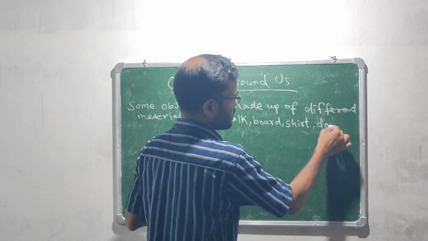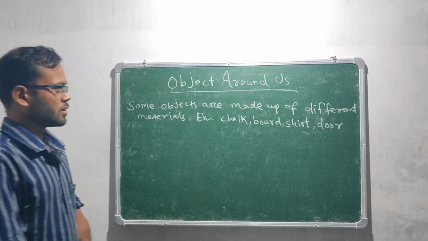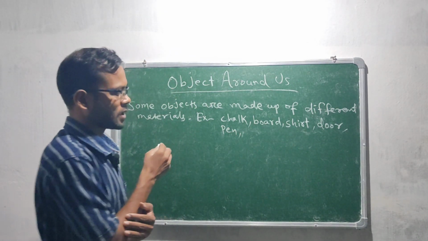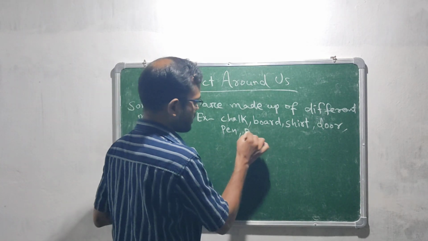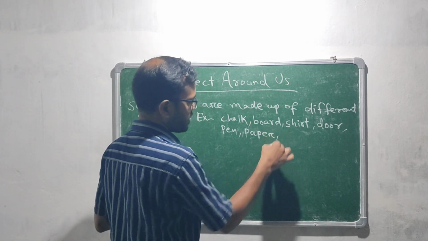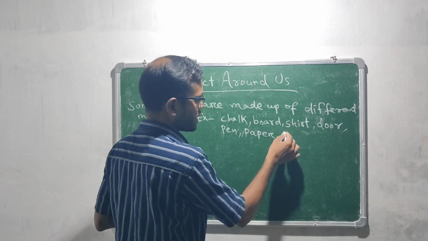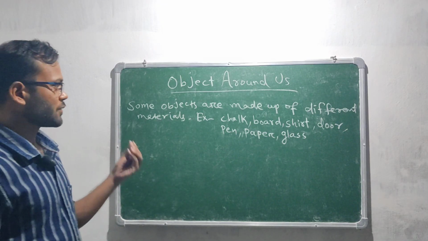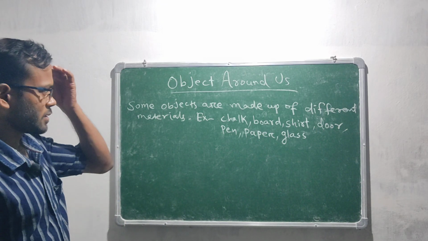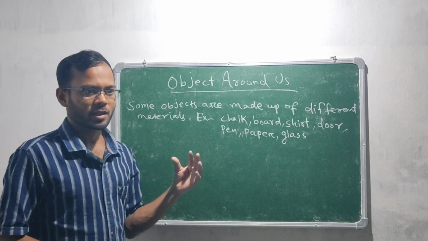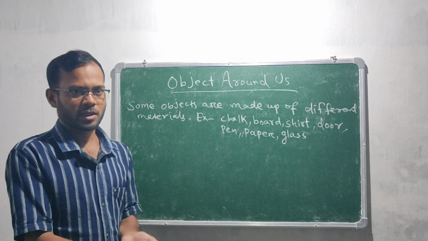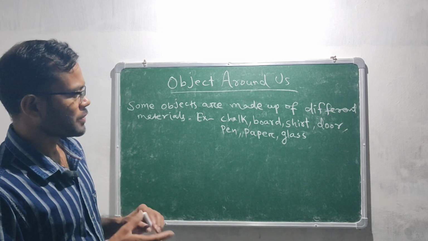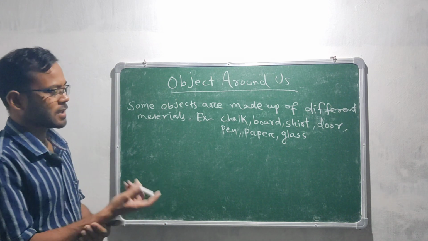The door, made up of wood. Then pen, made up of plastic. Then book, made up of paper. Then mirror, made up of glass. So these are the different materials. So we can use one material to make different types of objects, and we can make different objects from a single material. How can it be possible?